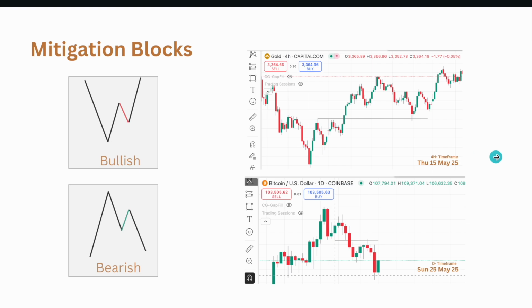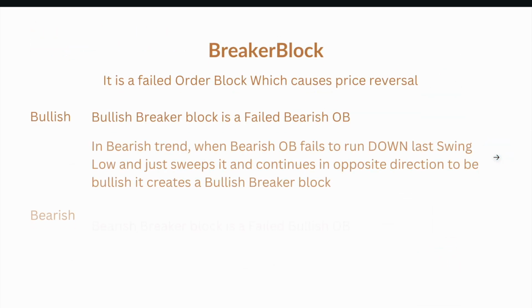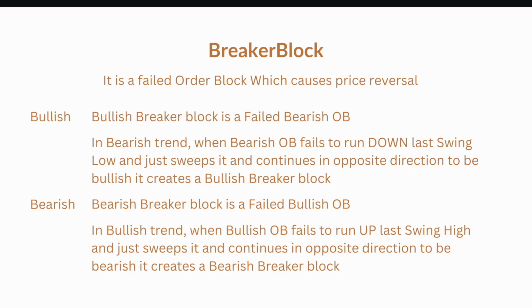Okay. Let's move on to the next order block, which is the breaker block. Now, what is a breaker block? It is also called a failed order block, which causes price reversal. This is also a very strong price reversal order block. What is a bullish breaker block? So a bullish breaker block is actually a failed bearish order block.